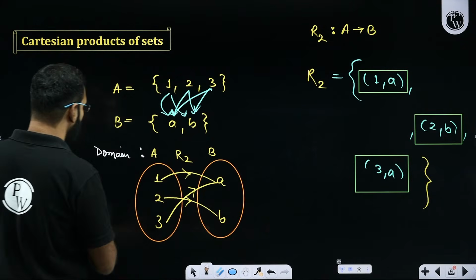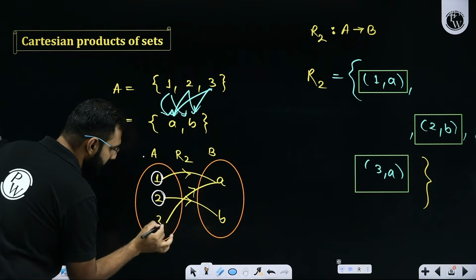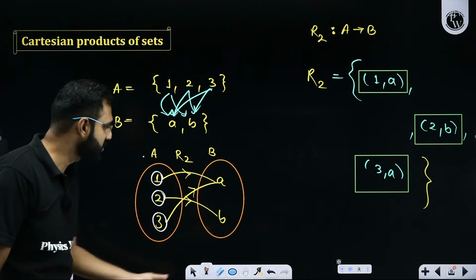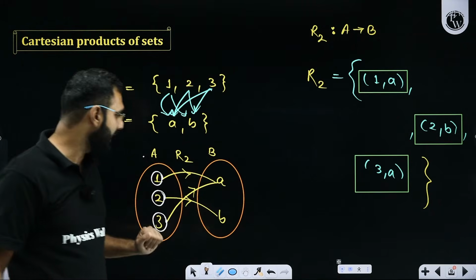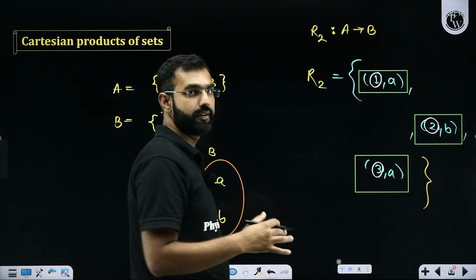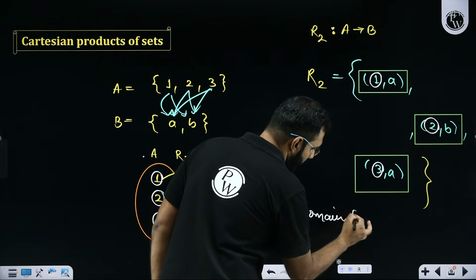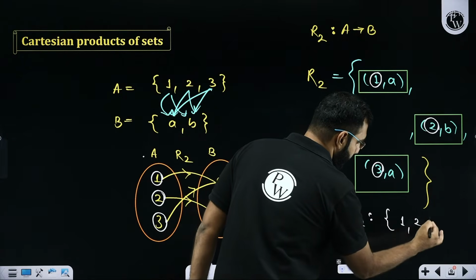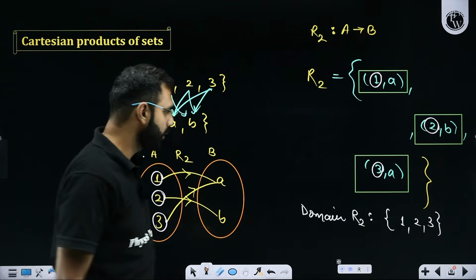This set B is called the codomain set, but technically from R2, which elements are there in set A which have images here? So 1, 2, and 3 have images A and B. So these elements 1, 2, and 3 are called the domain of R2. So here if I'm asked the domain of R2, I'll be saying domain of R2 is 1, 2, and 3. Domain of this relation will be 1, 2, and 3. Everybody getting it?